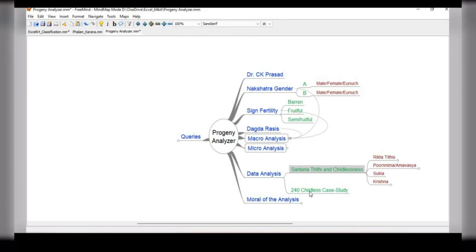We have done 240 cases. He provided me a lot of data compilation of 240 people who do not have children, and he has collected them over many years from databases and all that. He was kind enough to share all that, and we have all this data together in Excel. We'll finally see what we can get as a moral from the analysis. So I will now plunge into the Excel file directly.